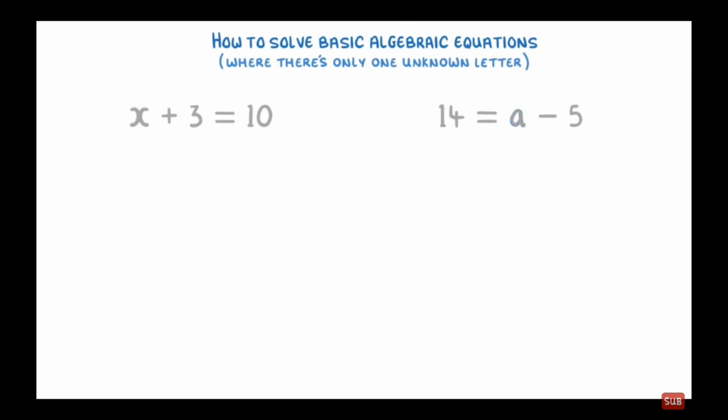When you're asked to solve equations like these, you're really being asked to find out what number the unknown letter represents. So in this first one, we're being told that something plus 3 equals 10. And we have to find out what that something is. Now, you might just know automatically that the answer here is 7, because you know that 7 plus 3 equals 10.